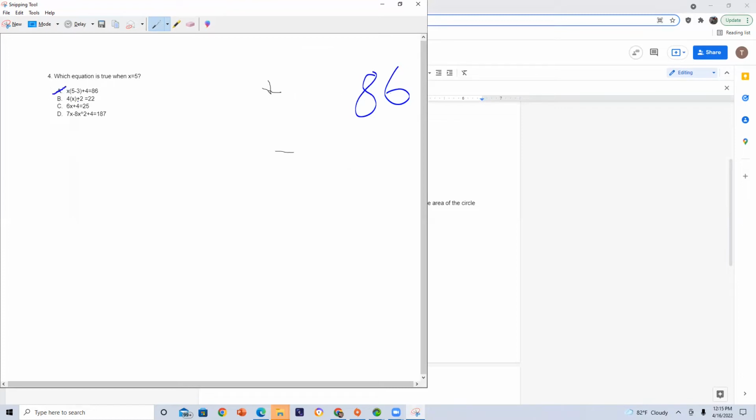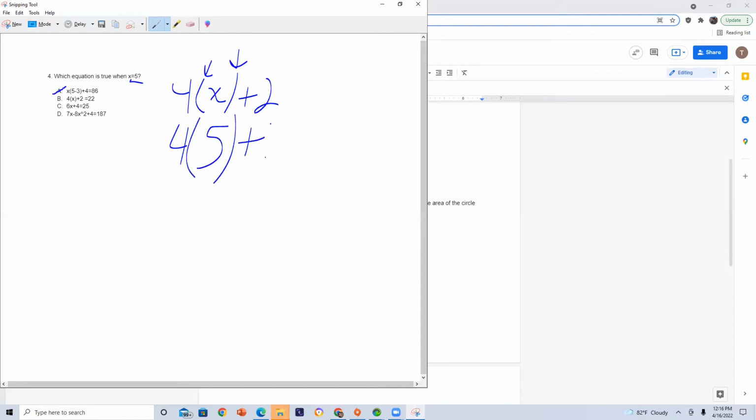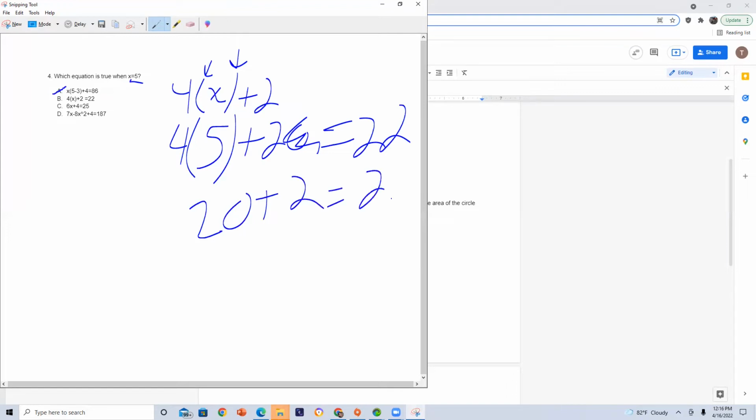I'll take B. So let's check B. Wait, let me just erase 86. Okay, so we have a 4x and then plus 2. Remember, when there's parentheses, that means we're multiplying. So x is 5. So we just put 5 in place of the x, plus 2. And they're saying that that equals 22. So let's see, 4 times 5 is 20 plus 2 equals 22. This is a true statement, and the answer is B.